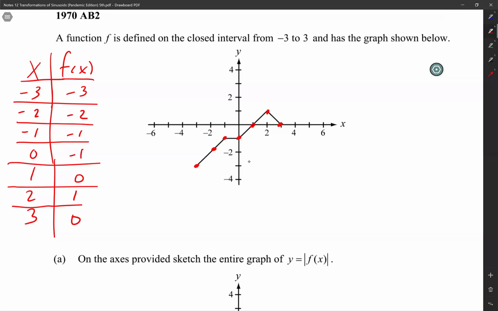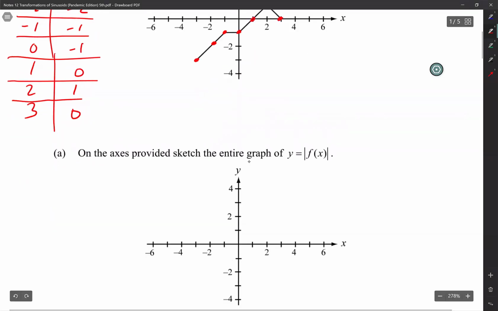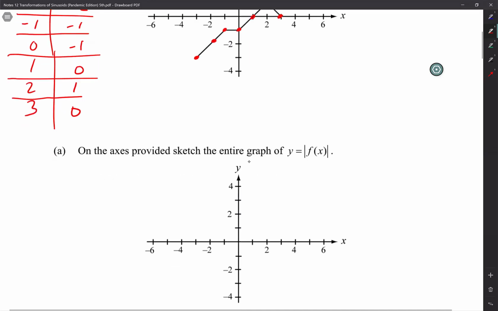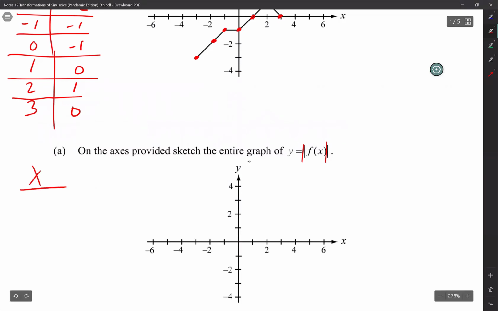So that's the original. It says on the axis provided, sketch an entire graph of y equals absolute value of f of x. Notice the absolute value is on the outside. So if you want to get ahead of me, guys, go for it. No big deal. So x and then absolute value of f of x. So let's see. -3, -2, -1, 0, 1, 2, 3.